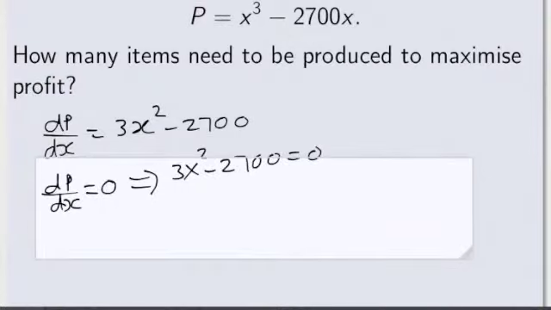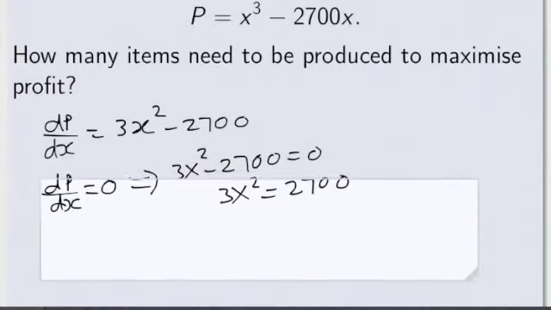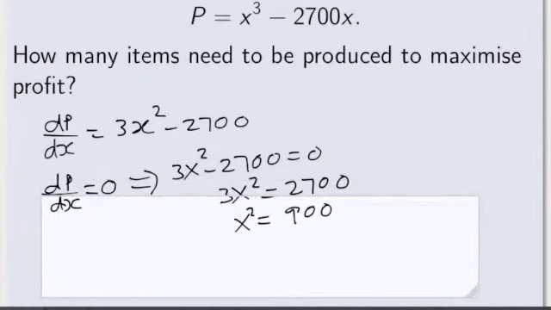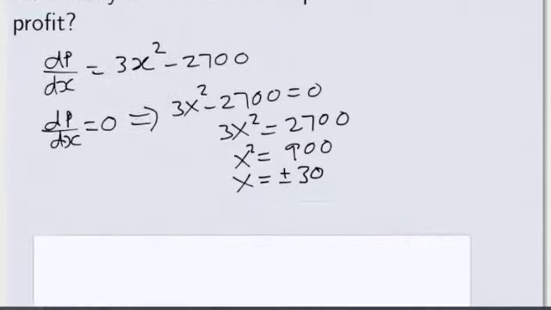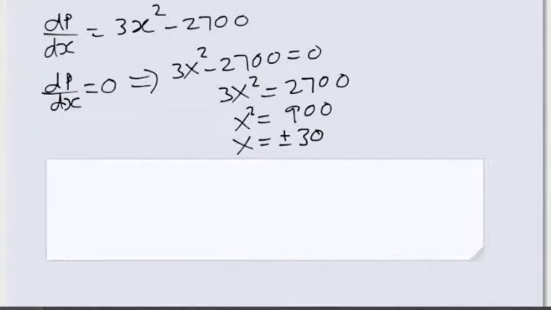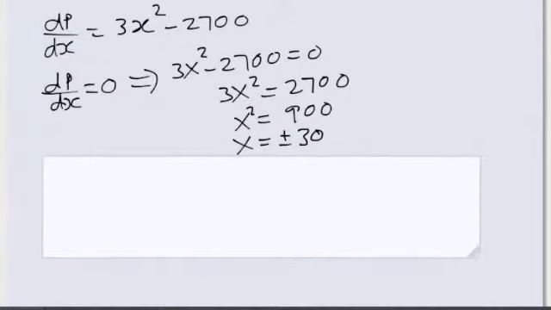Now we can rewrite that equation as 3x squared equals 2700. Hence x squared is equal to 900, and this results in a value of plus or minus 30. So x equals minus 30 and x equals plus 30 are stationary points.